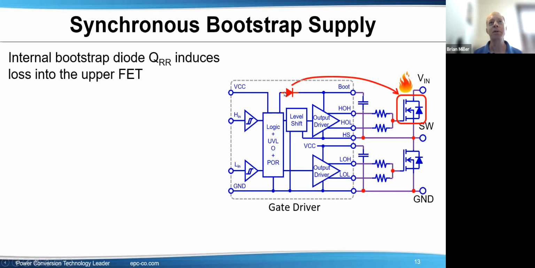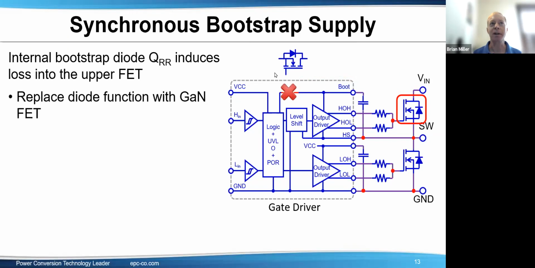There's an internal bootstrap diode in a lot of them, which induces loss into the upper FET. Because of the processing of the gate driver, it's not a Schottky diode, it's a PN diode. And the PN diode has reverse recovery. We'd like to get rid of that, but we still need the function. So the basic idea is to replace that diode function with a GaN FET.